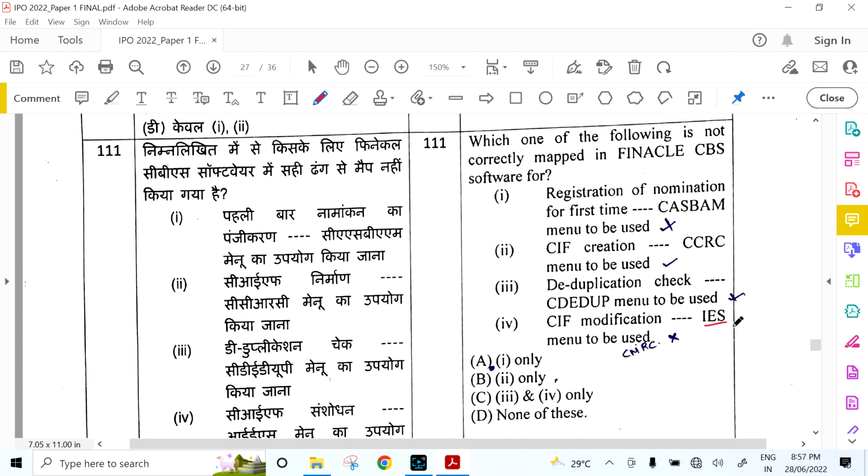IES is used for signature verification. This is correct. And CSBAM deduplication, this is also correct. So 4 is wrong. So which is not correctly mapped. So not correctly mapped means fourth one is wrong. This is wrong. And this one is also. 3 CDE UP is correct only. Deduplication check, that is correct only. These two things are wrong. Okay.